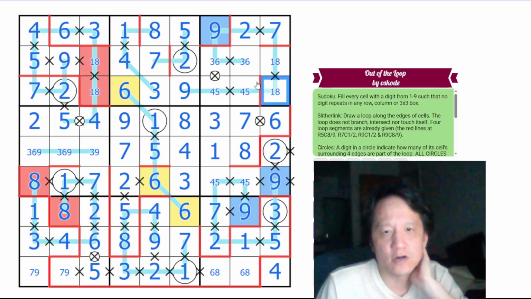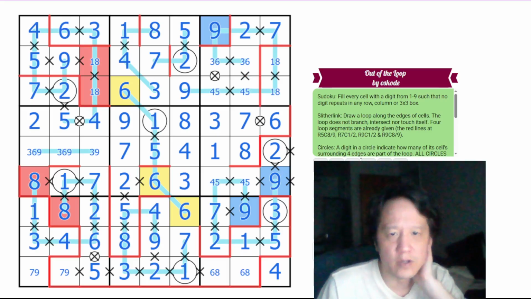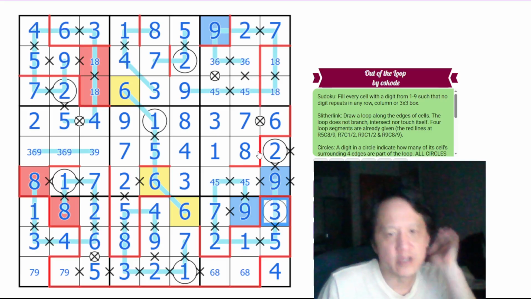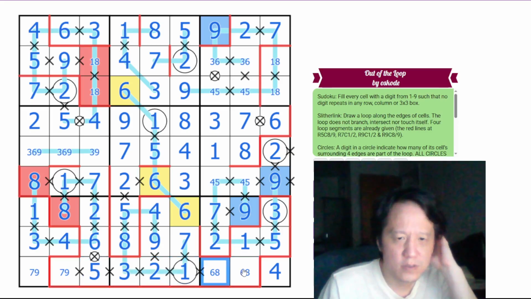Okay, this slither link cannot go this way because it goes to a dead end here, right? Cannot break that up, cannot break that up, can't go through the Kropke dot, so this has to go up. Okay. So it cannot go that way. This has 3 slither link edges, this has 2. I don't know if this connects that way. This has 2, so this is already done.